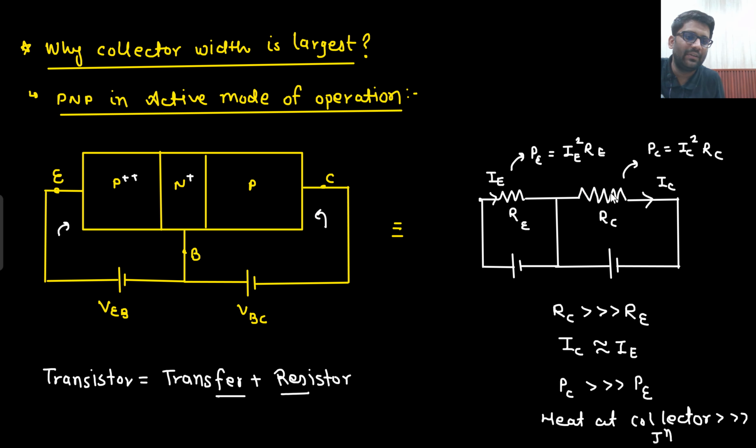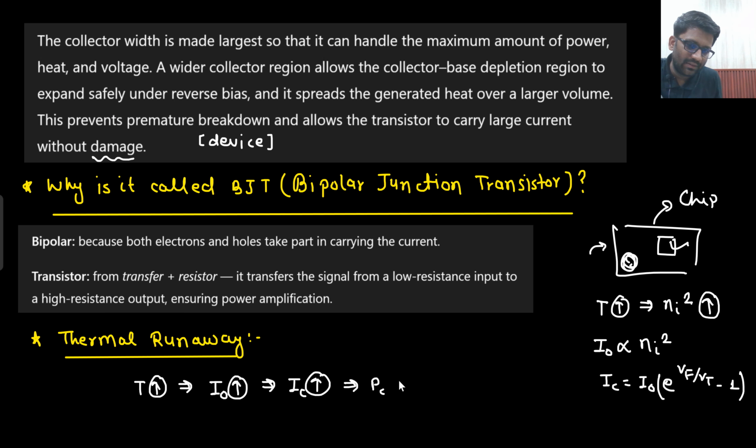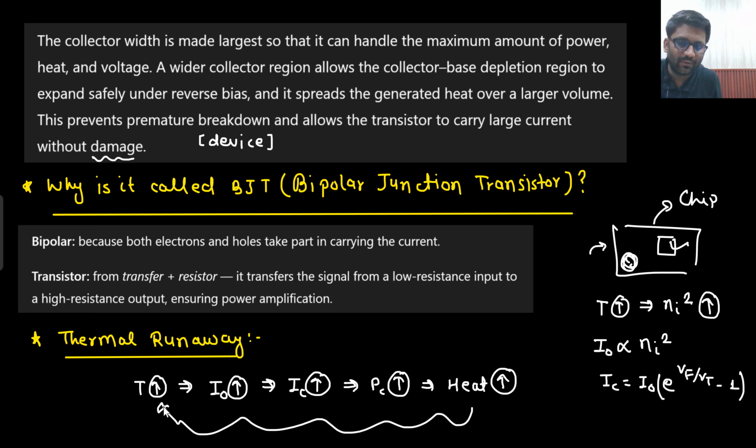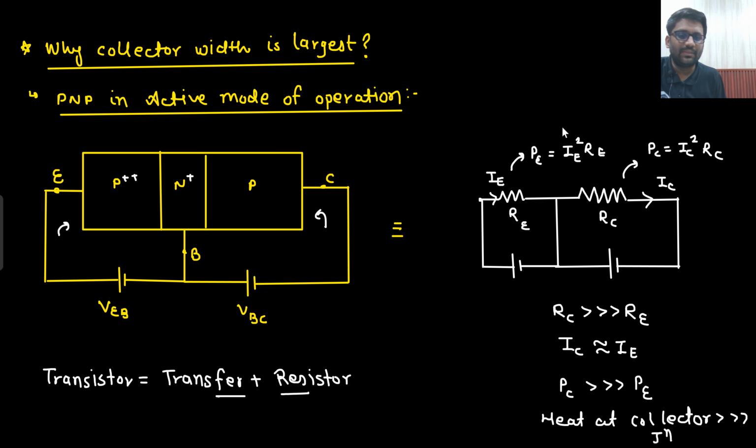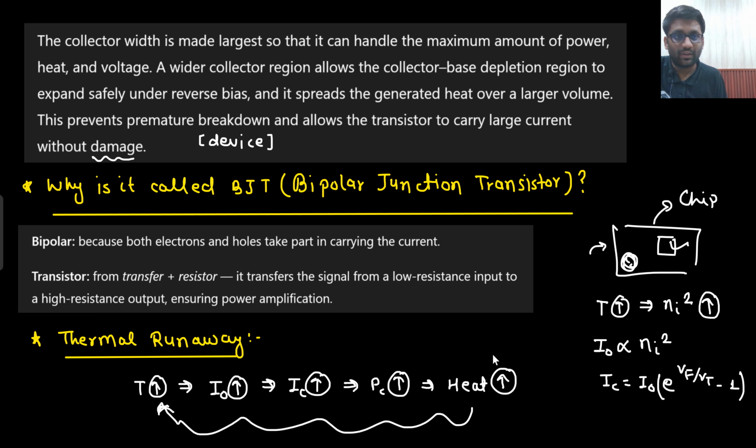If IC increases, then the power dissipation would increase. If the power dissipation increases, then heat would increase. And if heat increases, then temperature would increase. More temperature, then I naught would increase, IC would increase, power dissipation would increase, heat would increase, again temperature would increase. So this cycle will keep on going, and eventually your NPN transistor or PNP transistor may burn out because of the continuous increase in the temperature. Because of the increase in temperature, I naught increases, IC increases, power dissipated at the collector region increases. Because of that, heat is more. Heat means more temperature. In that manner, your BJT may burn out.